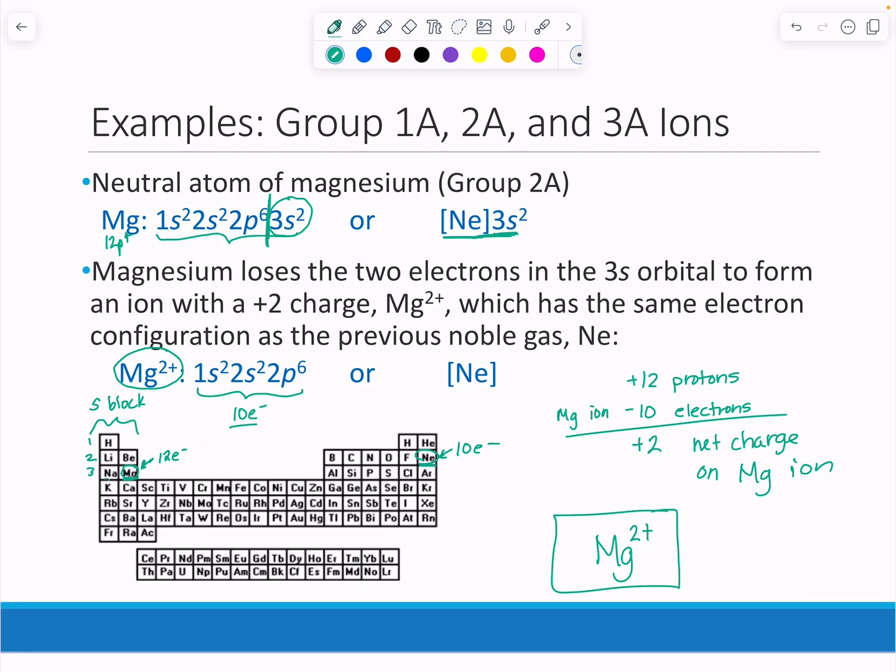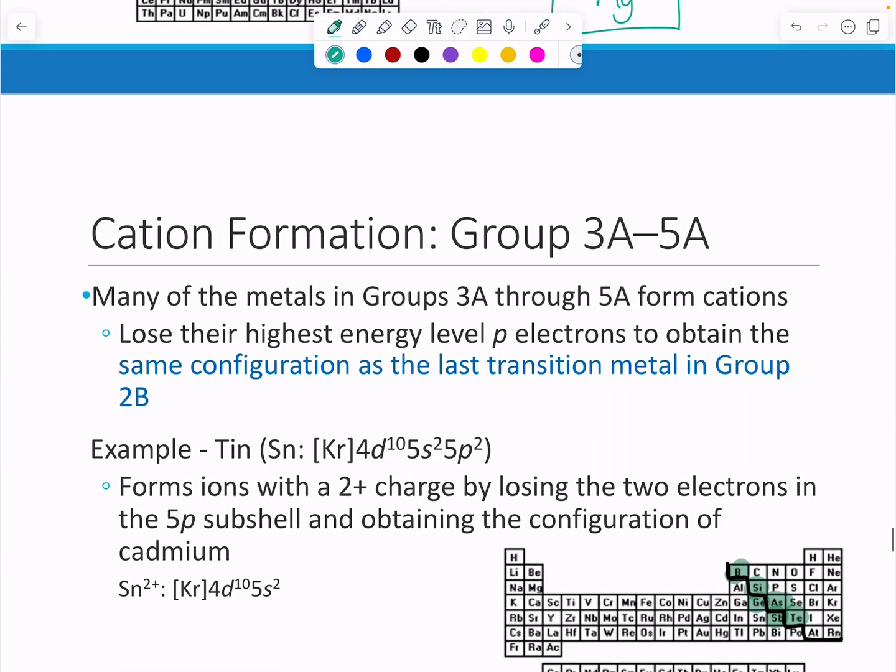Mg2+. Our convention is that we write the number first and then the sign of the ion later. Now, if we look at this, that has 10 electrons. Neon has 10 electrons. So again, we're going to be isoelectronic with neon, the noble gas, when we have a magnesium ion.